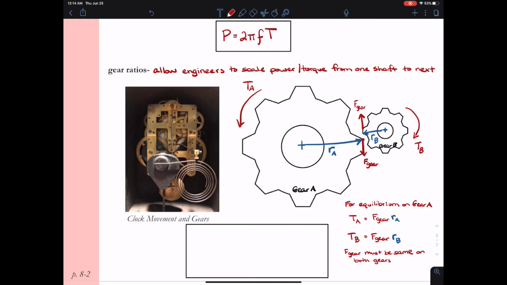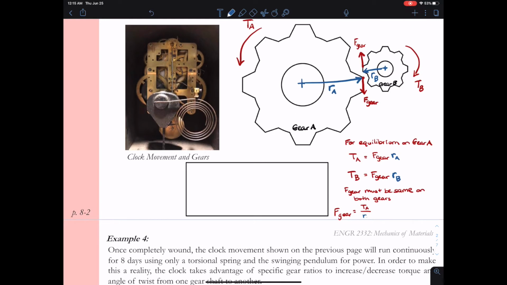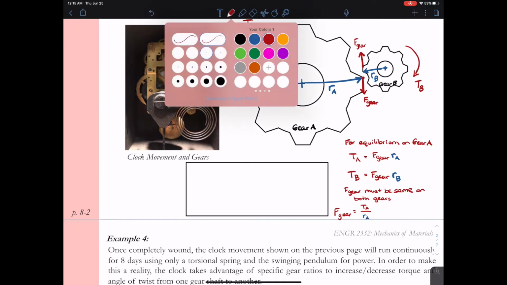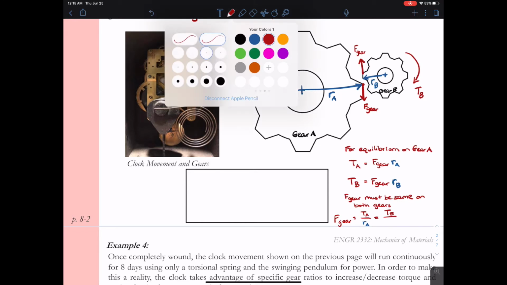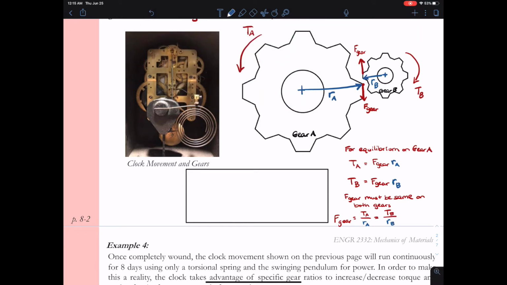And so if we set F gear equal to each other, in the first one we solve for F gear equals the torque at A divided by the radius of A. And in our second scenario on gear B, F gear equals the torque at B over the radius of B. So let's jot that down. I'll even include my colors here so you can help correlate the radius with a distance and the torque with a force. All right, we can rewrite this as the gear ratio, right?